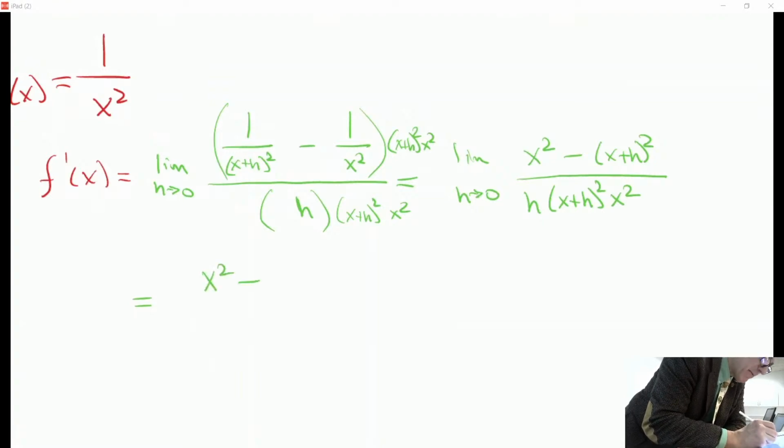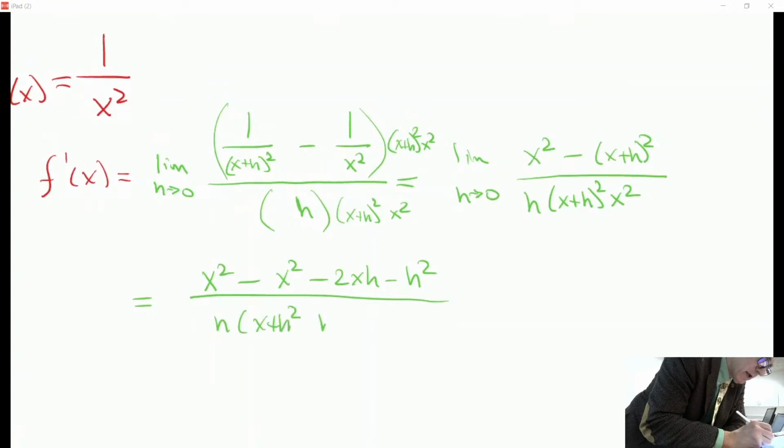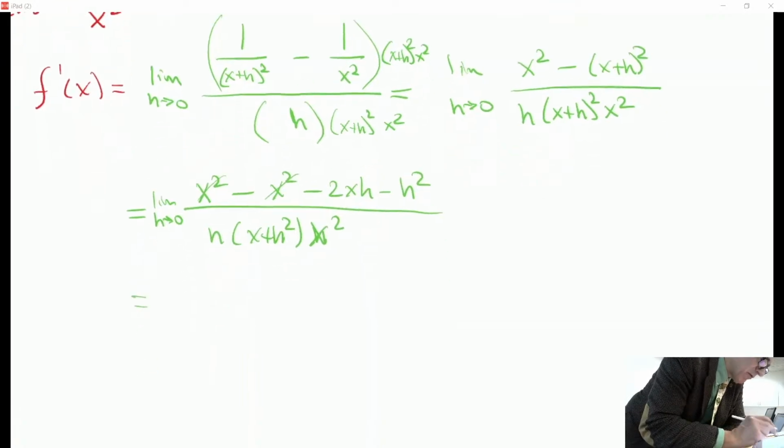So this is going to be x squared minus 2xh minus h squared, all over h times x plus h squared, x squared, sorry. Limit as h approaches 0. I'm almost done. Cancel those x's, and you're going to cancel the h's so that you're left with limit as h approaches 0 of negative 2x. Sorry, I said I was going to cancel the h's as well, combining two things in one here.